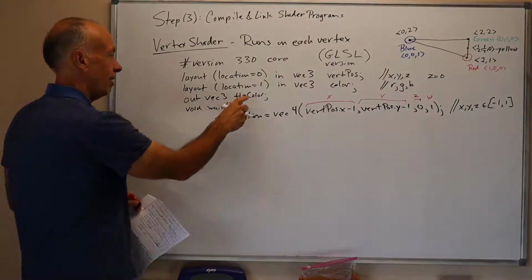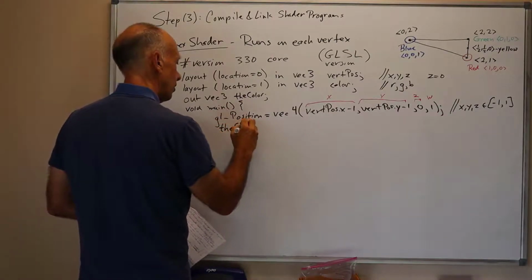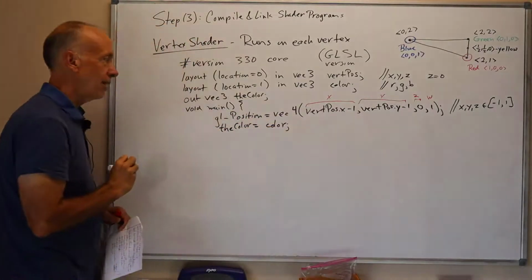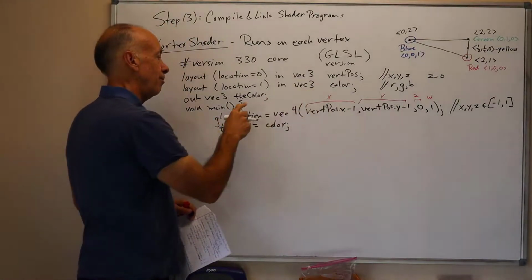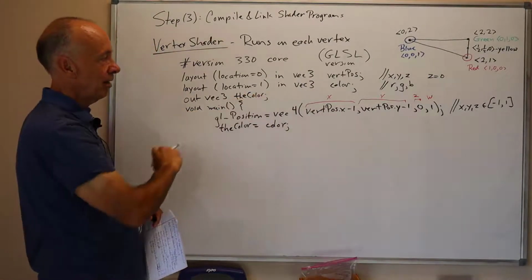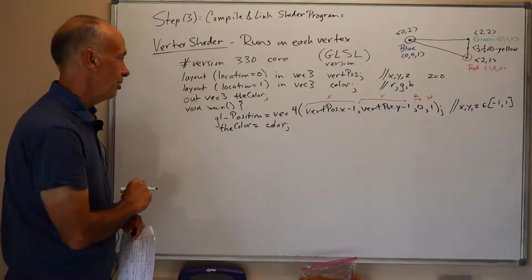The other output value is the color, and we just set the color equal to color. We just pass the color value through. The input color value becomes the output color value. We don't change it in any way at all. We changed the x, y positions, but we didn't change the color positions.